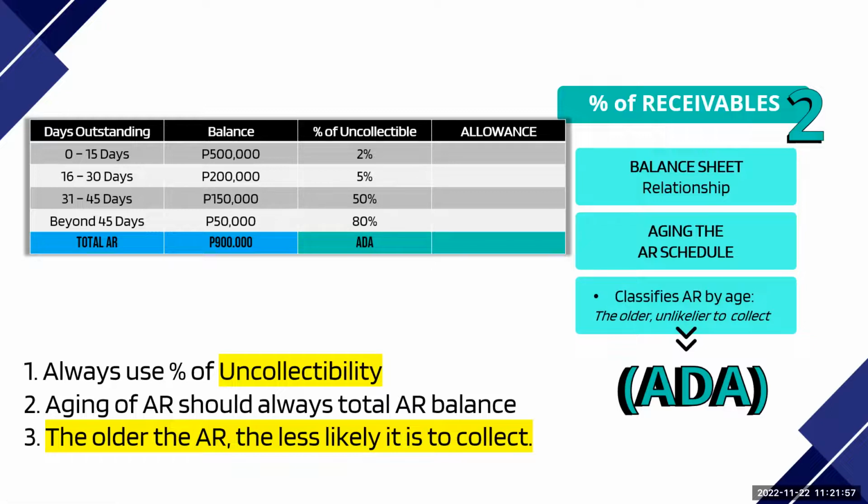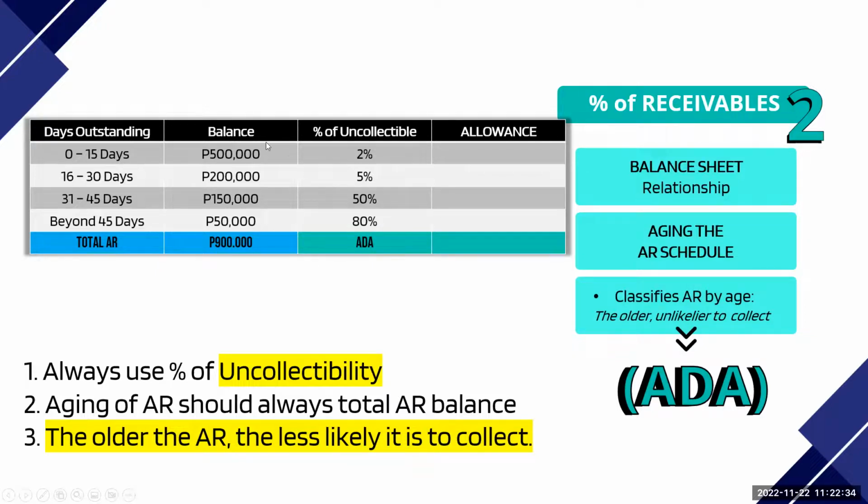Again, please be careful. Dalawa yung pwedeng bigay sa inyong percentage. Percentage of collection or percentage of uncollectability. Since we're talking about bad debts and allowance for doubtful accounts, we're looking for percentage of uncollectability. So the aging of AR should always total the AR balance, meaning ito, if we add all of these together, should equal to the total AR. And the older the AR, the less likely it is to collect. So if it's beyond 45 days, it has 80% of uncollectability, versus if it's just 15 days, may 2%.